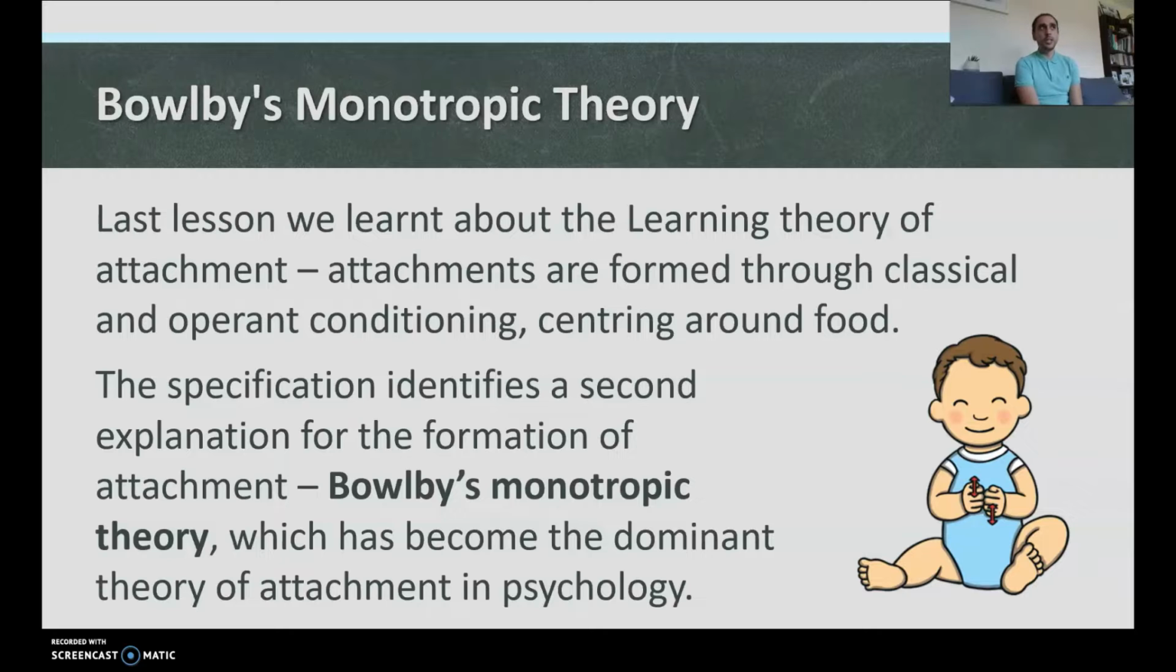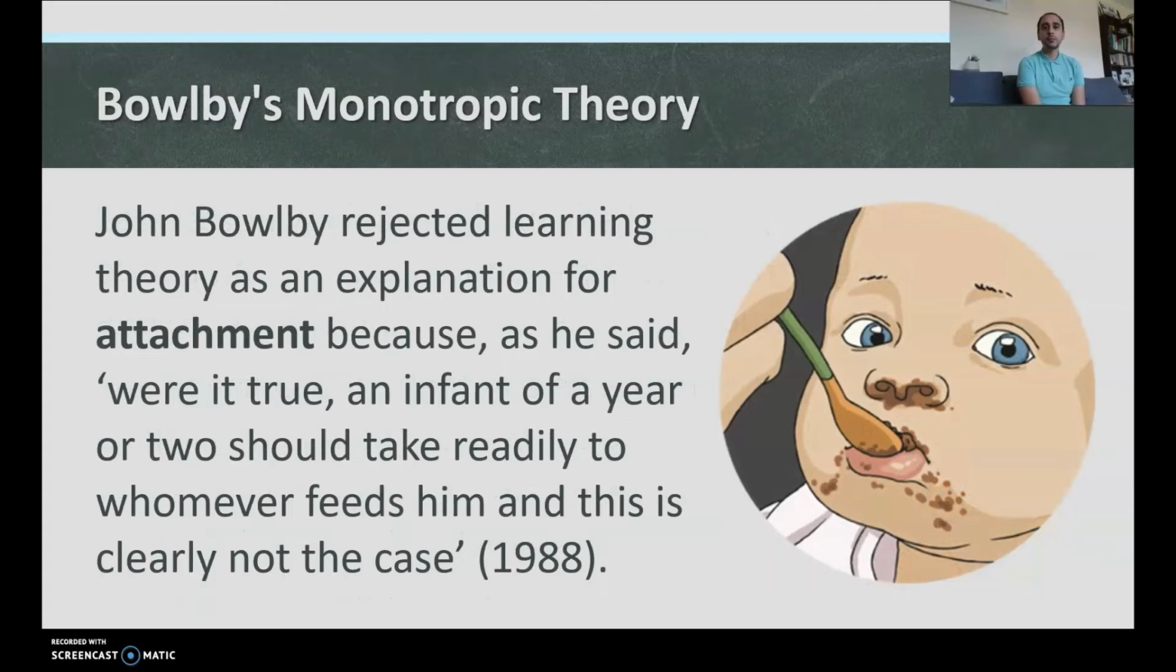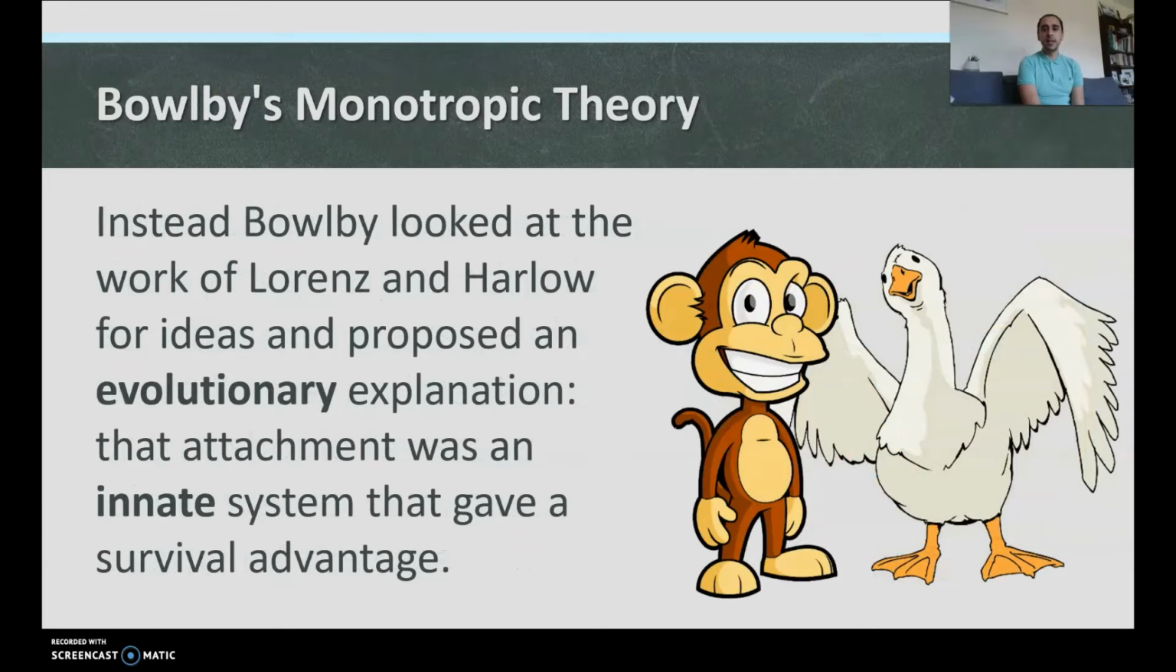Previously, in the 1950s and 60s, we understood the learning theory as the dominant theory of attachment. However, nowadays we have more agreement about Bowlby's monotropic theory, and that's what we're going to learn today. John Bowlby rejected the learning theory as an explanation for attachment because he said, were it true, an infant of a year or 2 should take readily to whomever feeds him. And this is clearly not the case. So Bowlby contradicts this learning theory.